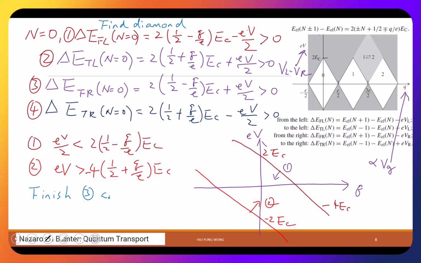3 and 4, and I can give you a hint. You will get this. This is 3, and this one, this is 4. So in order to satisfy these 4 inequalities, only this diamond satisfies all of them. That's why if you have a gate bias within this regime, and you have the source-drain bias within this regime, you would have a Coulomb blockade. So in this regime, you won't be able to have any transport of electrons.